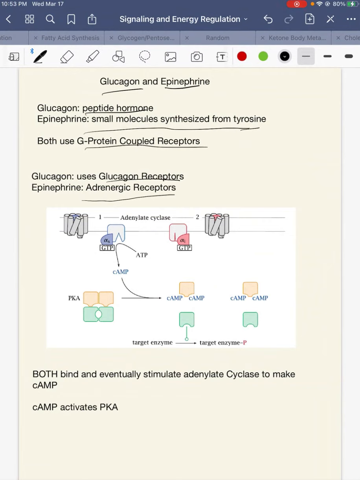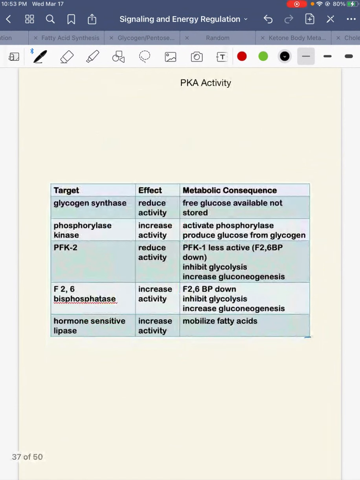adrenergic receptors. They both bind and eventually stimulate adenylyl cyclase to make cyclic AMP, and then cyclic AMP goes and activates PFK. Or not PFK, PKA. Two different things. All right. So remember we said glucagon and then epinephrine. They both activate this enzyme, and then these are the different things that PKA can act on.